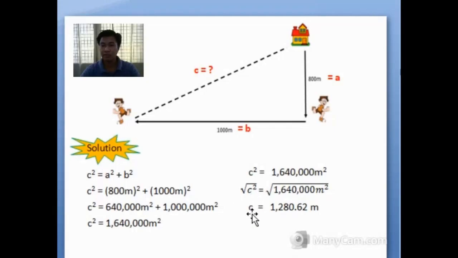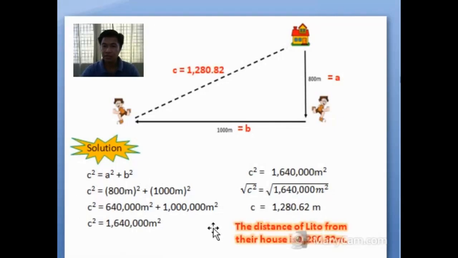So you now observe the square is now eliminated and became c. And extracting the square root of 1,640,000 will give us 1,280.62. And extracting the square root of meter squared is meter. So we can now conclude that the distance of Lito from their house is 1,280.62 meters.